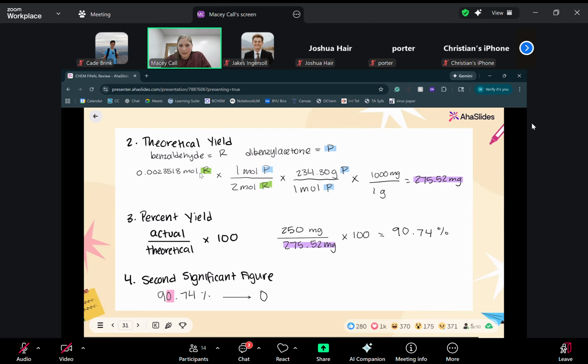0.00235518 moles, okay? Then I'm using my ratio that I had, right? 2 moles of reactant, benzaldehyde, to 1 mole of dibenzyl acetone. So it's my 2 to 1 ratio. That's why it's really important that we balance stuff. And then I'm using my molecular weight from my product, which is going to cancel out my moles of product and give me grams of product. And then I just did this extra conversion factor at the end here because the problem gave me my actual yield in milligrams. And so I just changed it so it'd be the same unit.